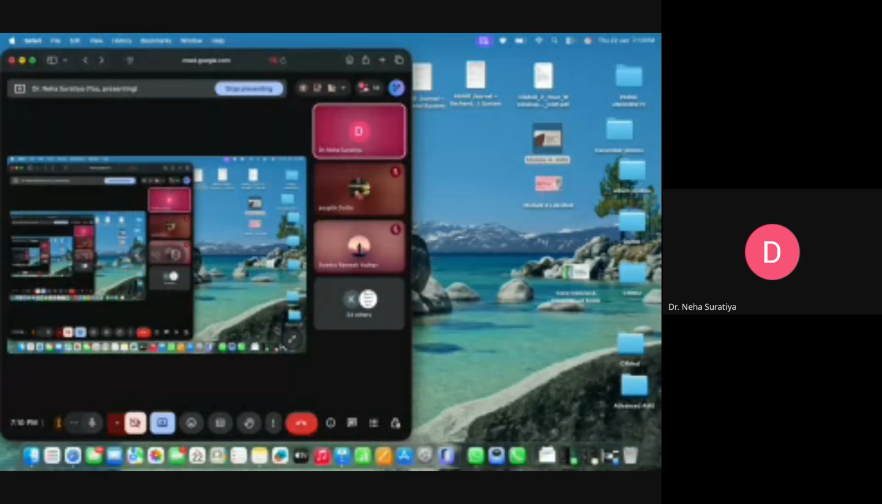I hope the screen is visible to you. Screen is visible to you, right?